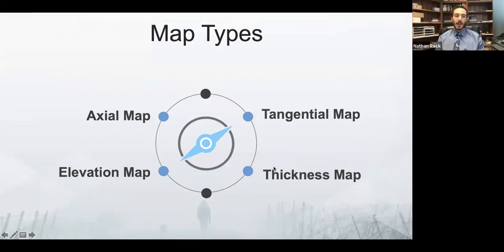There are different map types, as everyone's aware. We'll go over the major maps. There's even more than this depending on the topographer, but these are the major ones. Axial and tangential maps, elevation maps, and thickness maps.